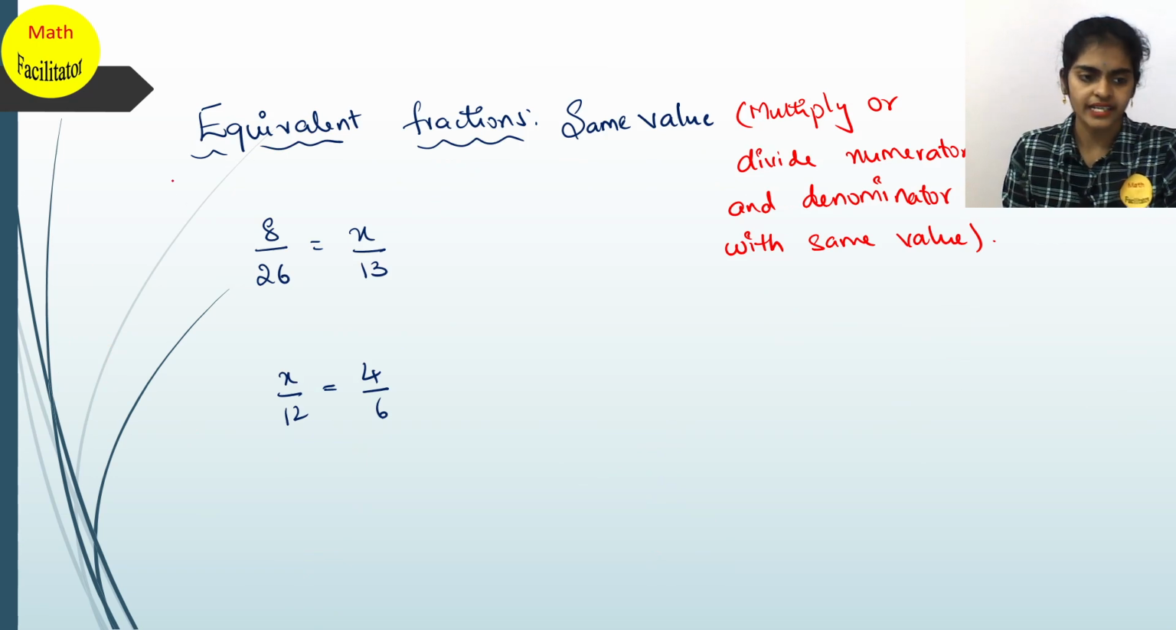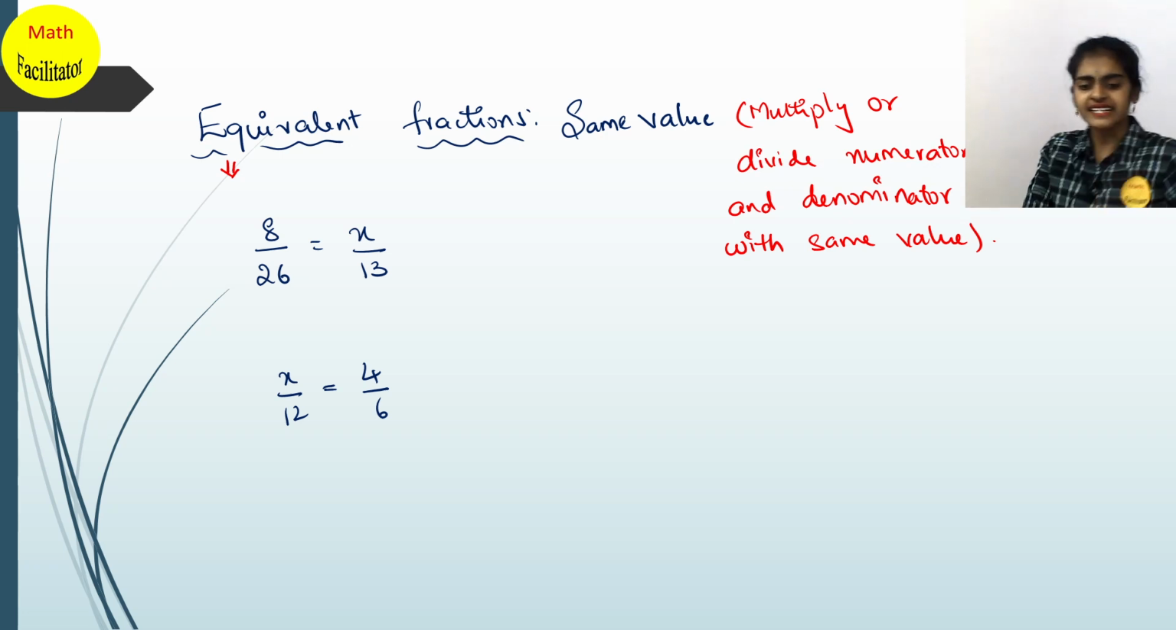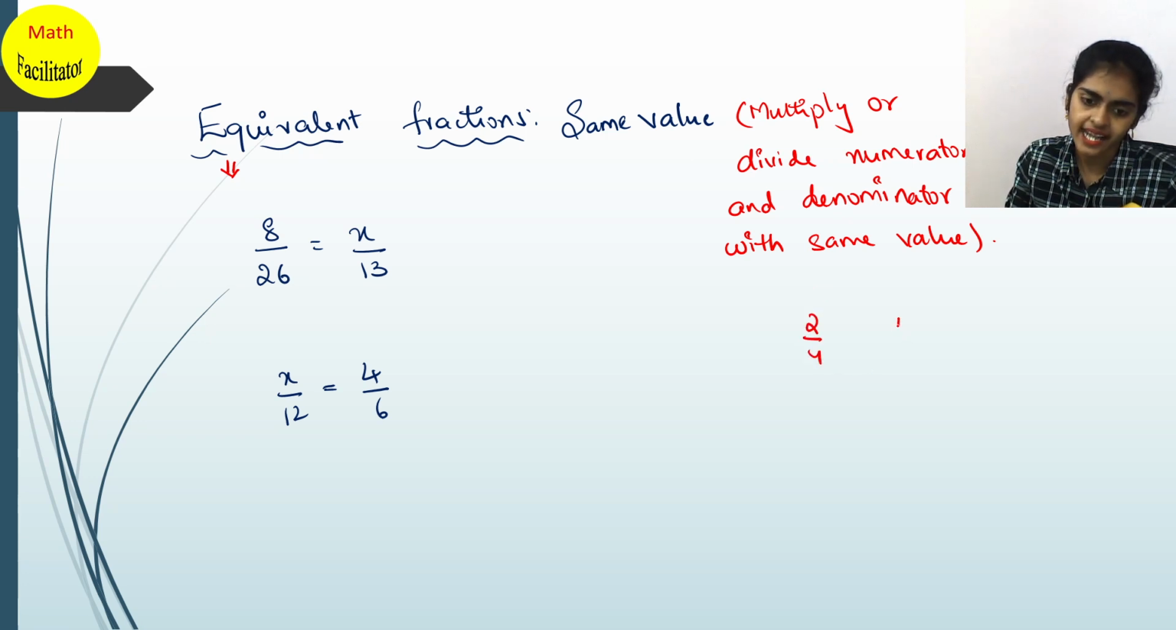So what are equivalent fractions? Here the name itself tells you. Equivalent means equal fractions, or I can say same value fractions. The value of the fractions should be the same, right? For example, let me give you an example. Say 2 by 4 and I have 1 by 2. 2 by 4 is equal to 1 by 2. How can I say this?